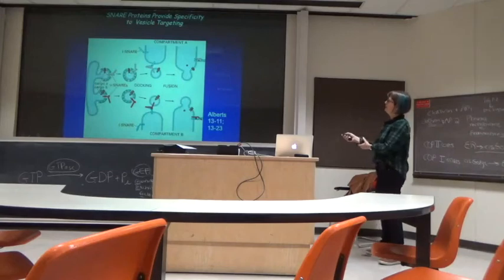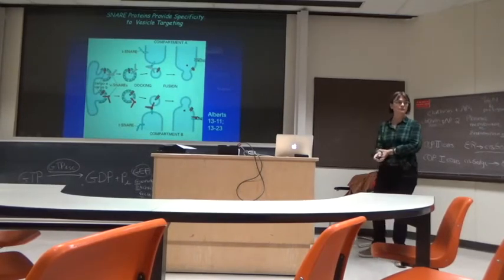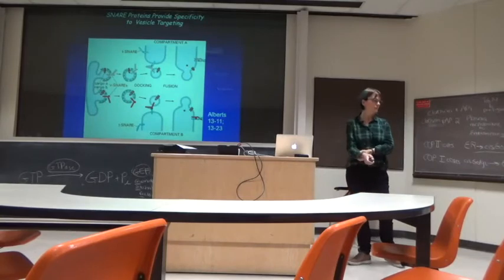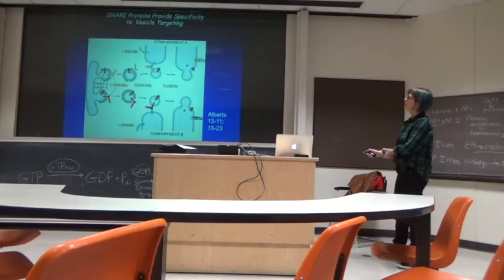That's what we're going to look at now. And that story is told, is that property is held by proteins called SNAREs, for historical reasons, it turns out they were named for how they were purified. So the SNARE proteins provide specificity for vesicle targeting. And this is how they work.